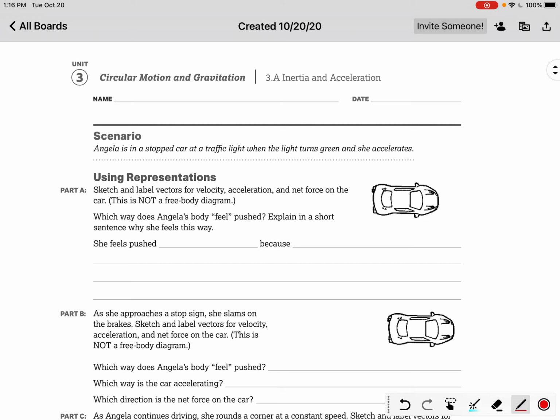Angela is in a stopped car at a traffic light when the light turns green and she accelerates. So we want to sketch and label the vectors for velocity, acceleration, and net force on the car. Well, initially the velocity essentially is 0 because we're at rest, but the acceleration is in this direction. We're accelerating in that direction. So if the car is accelerating in that direction, then obviously the net force has to be in that direction as well.